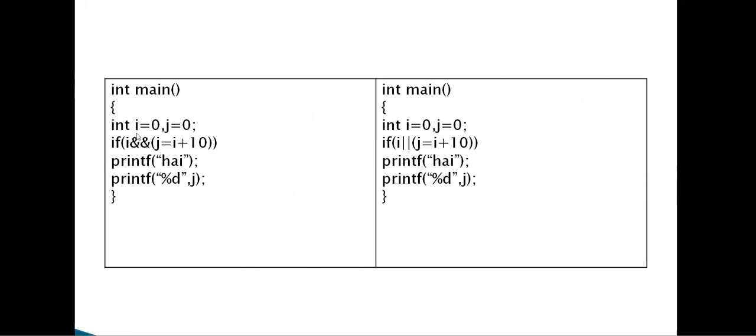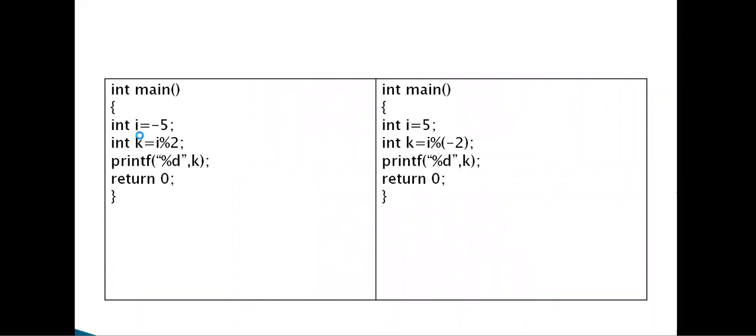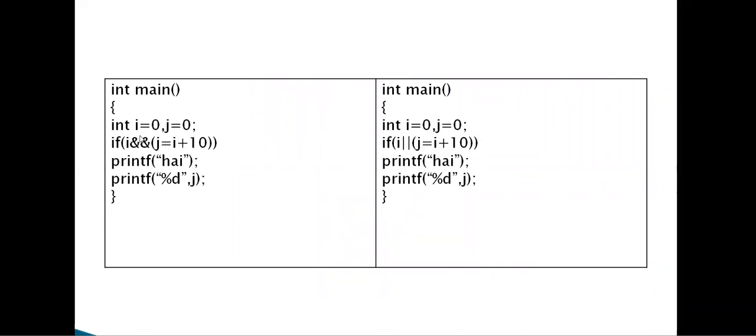here I am initializing two variables. One is i is equal to 0, j is equal to 0. Now, what is the if condition? If i && j = i + 1.